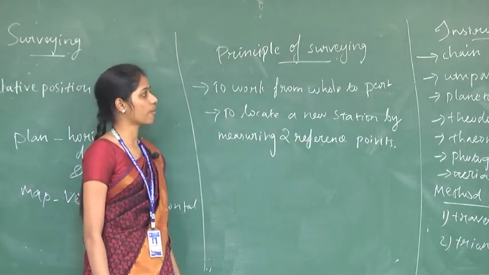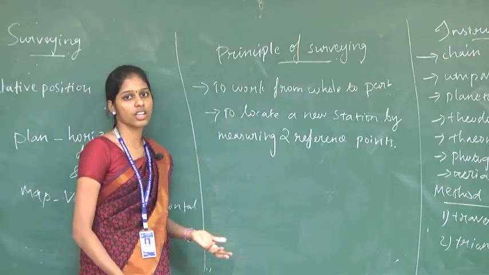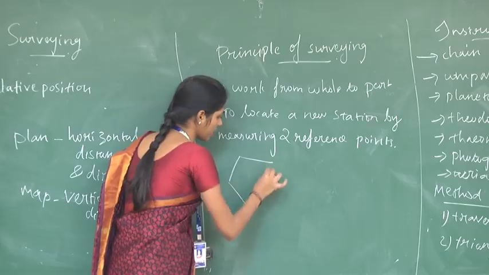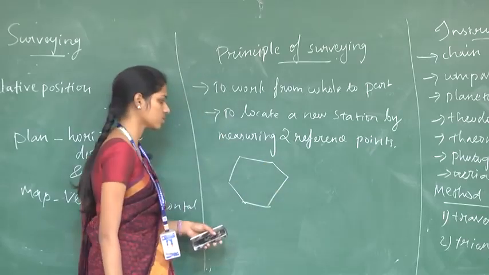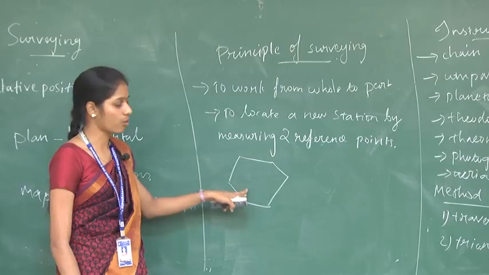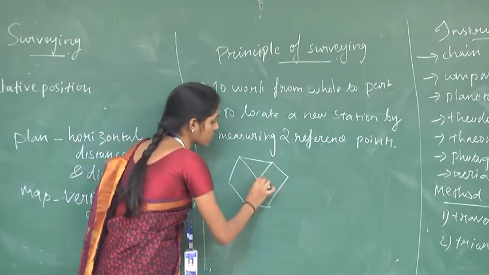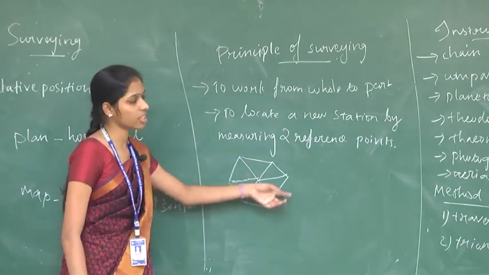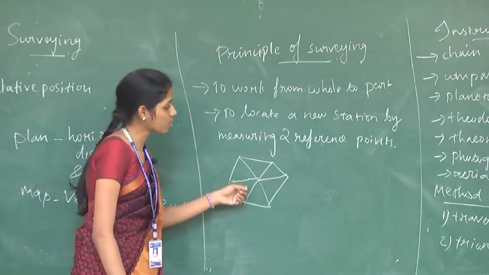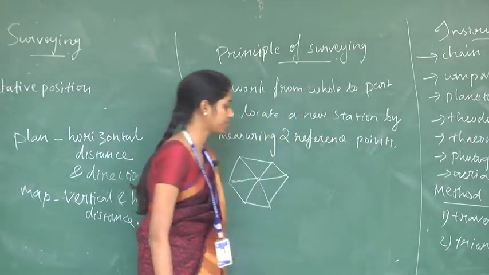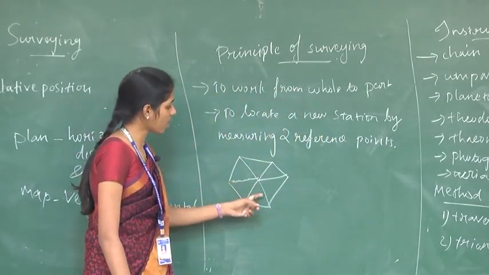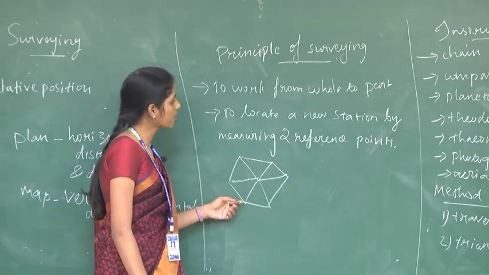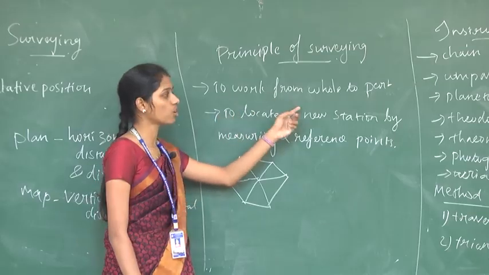To work from whole to the part. In this, a larger area is divided into smaller number of triangles. For example, if you take an area in the form of a hexagon, in order to measure this area of a boundary, we can split this boundary into number of triangles. The process of splitting the area into number of triangles is called triangulation. By measuring the area of these smaller triangles, we can measure the area of this boundary, and this principle comes under to work from whole to the part.